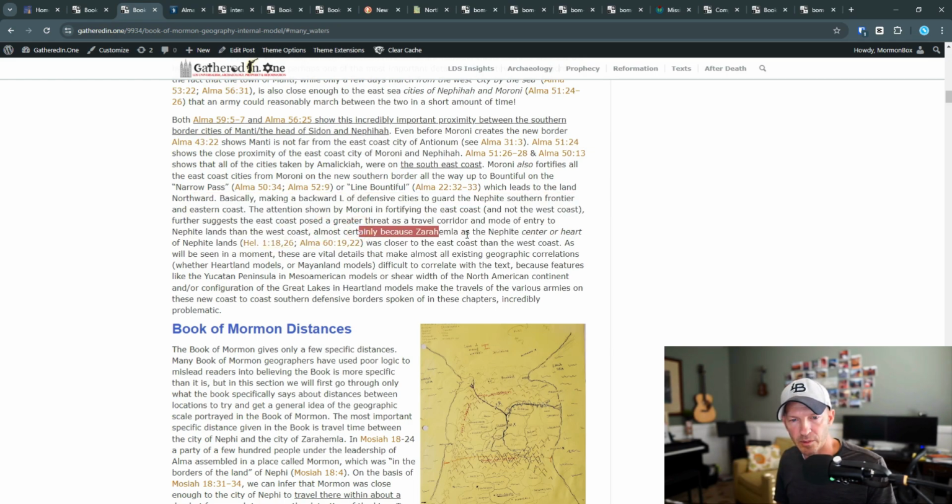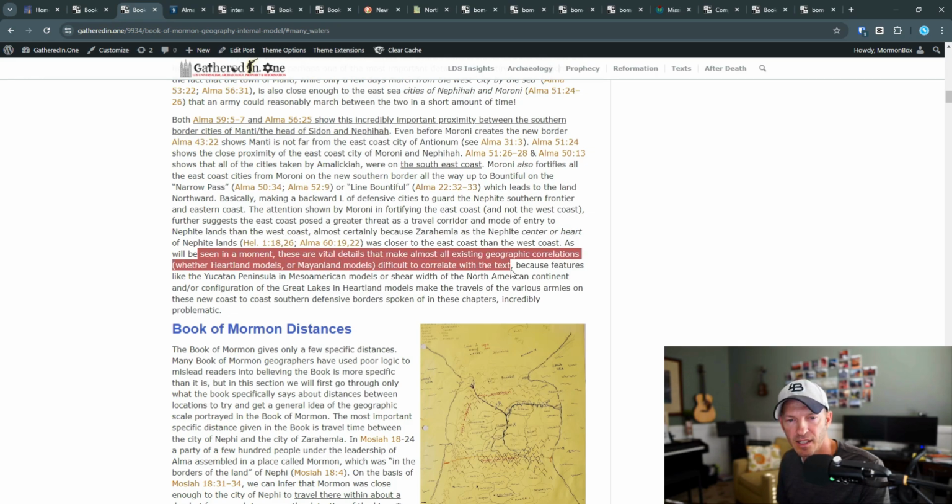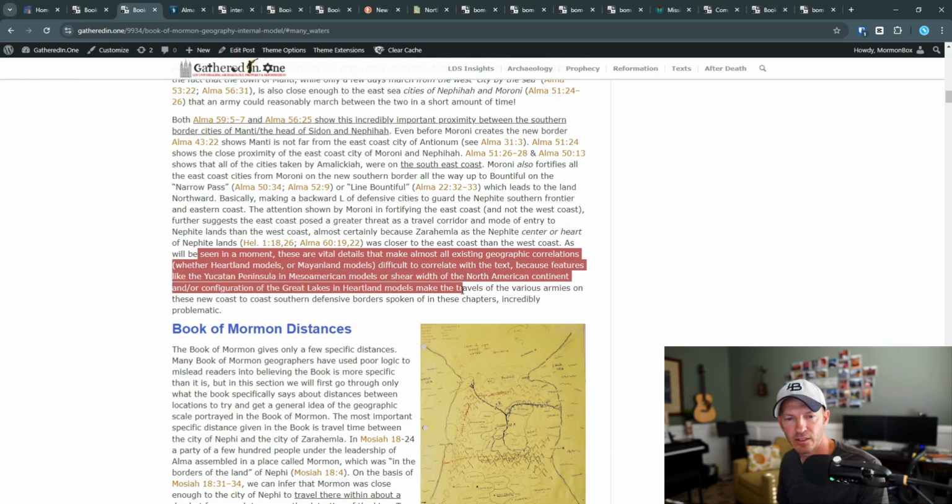Okay, almost certainly because Zarahemla, as the center or heart of the Nephite lands, which is specified in those verses, was closer to the east coast than the west coast. As will be seen in a moment, these are vital details that make almost all existing geographic models, whether the Heartland and Mainland models, difficult to correlate with the text, because features like the Yucatan Peninsula and Mesoamerica models and the sheer width of the North American continent and the Great Lakes in the Heartland make the travels of the various armies in these new coast-to-coast southern divides borders spoken of in the chapters incredibly problematic.